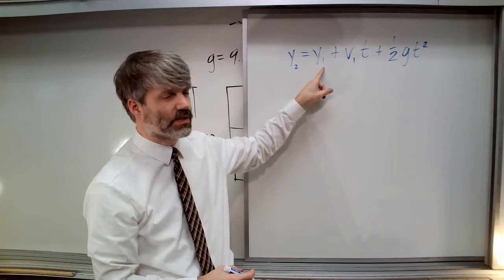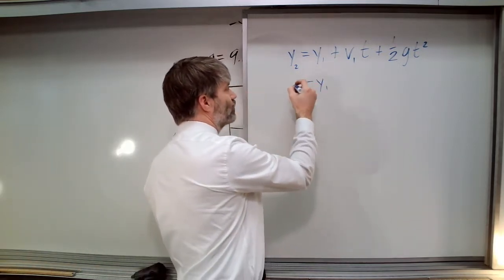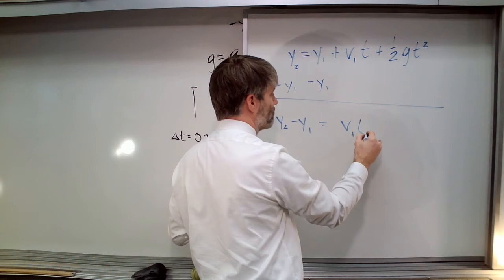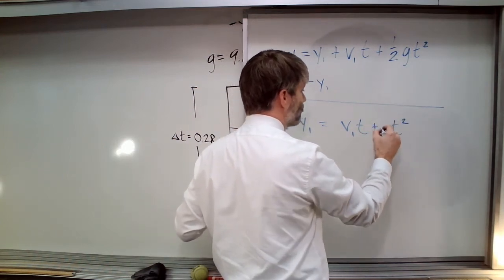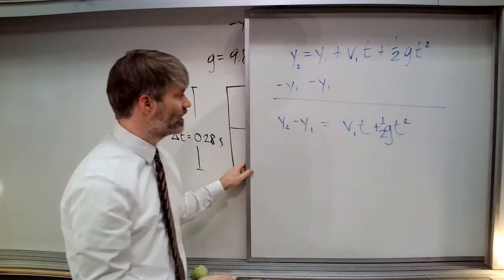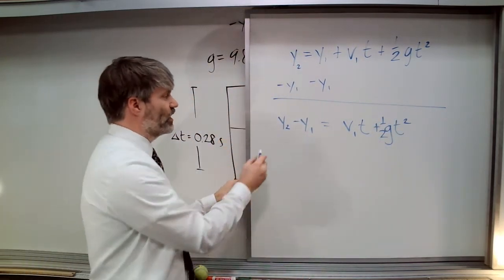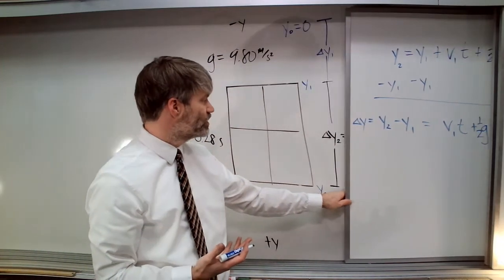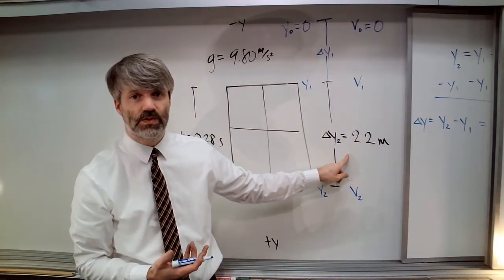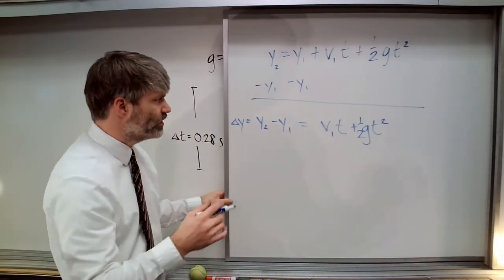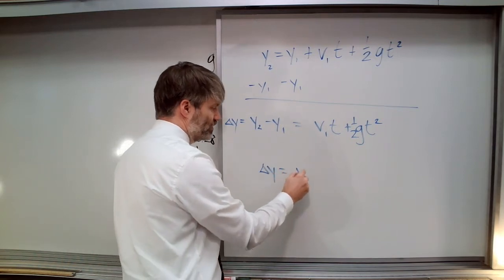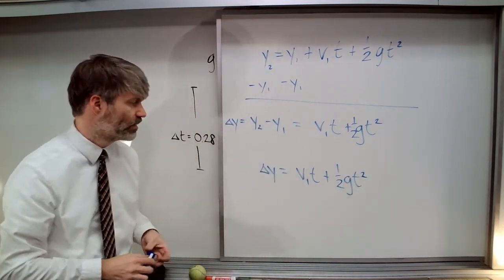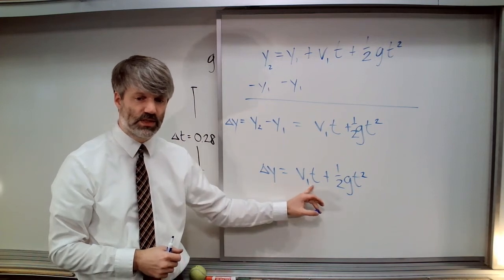Because even though I don't know these initial positions, if I just subtract y1 from both sides, I can see that y2 minus y1, well, that is just our definition of delta y, the displacement, which is something that we know. It is 2.2 meters in this case. So here we've got delta y is v1 t plus 1/2 g t squared. We know what delta y is, we know what t is, and we know what g is.